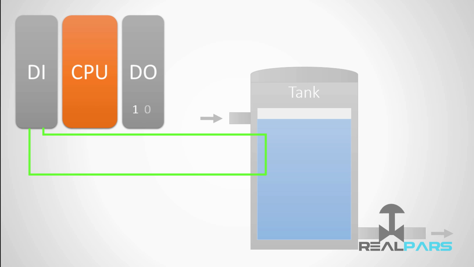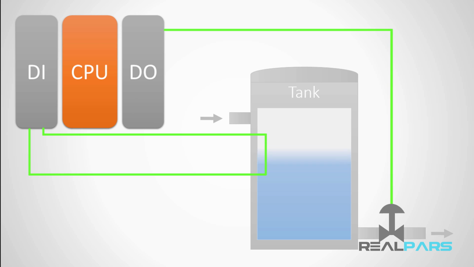The digital output module receives this logic data from the CPU and once again converts it back to a 24-volt electric signal so that it can apply it to the valve, and by doing this, it can tell the valve when to open and when to close.